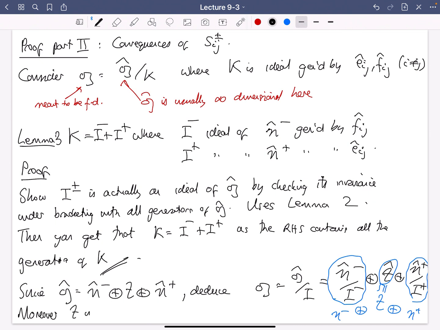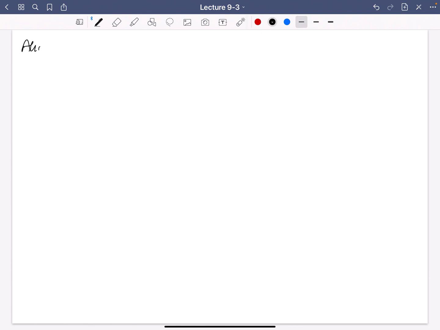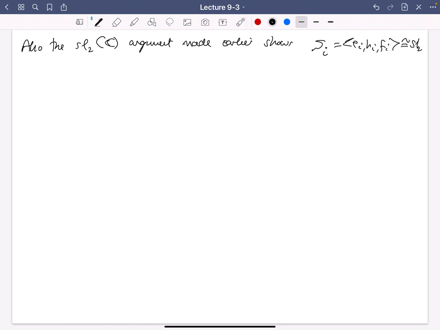Moreover, this T, it's the right dimension. It's this L-dimensional abelian Lie algebra spanned by H1 through HL. Okay, so we've made good progress there. One more thing to be said about this is that the SL2 of C argument made earlier shows also that this, if I just call it SI, the span of EI, HI, and FI, now down in G, is isomorphic to SL2 of C. That's the same argument because HI is non-zero and the relations hold.